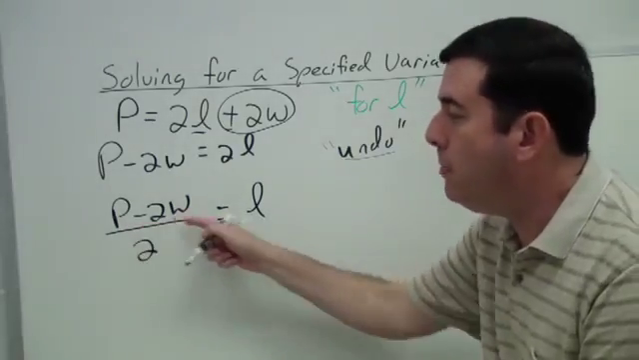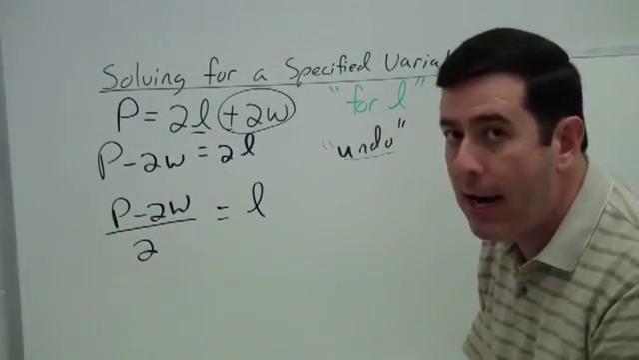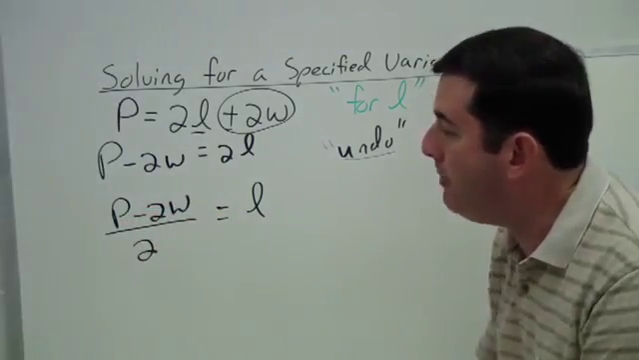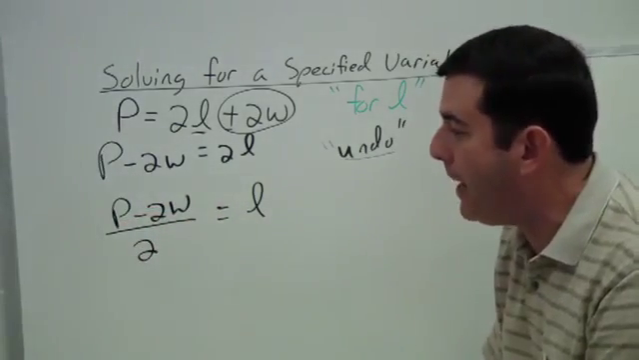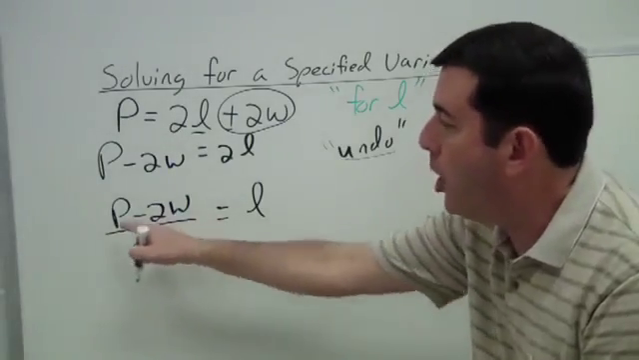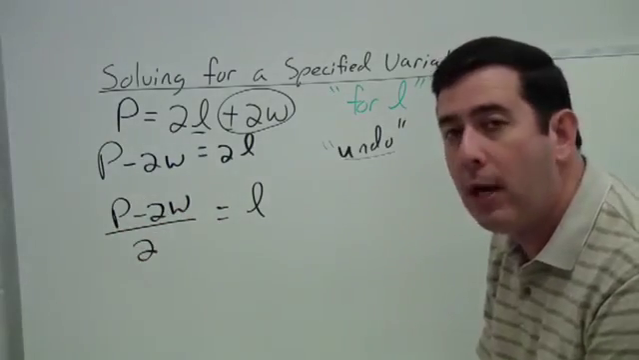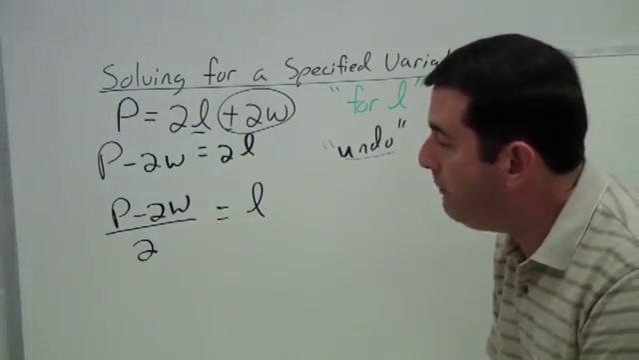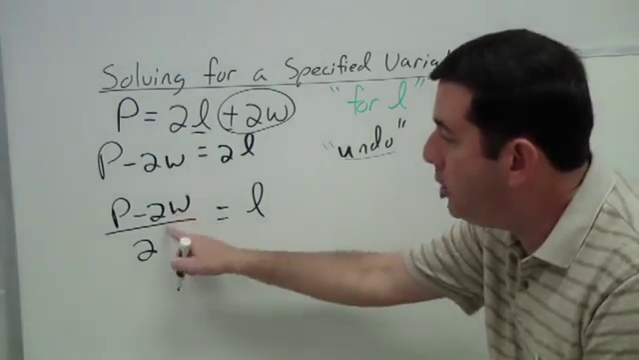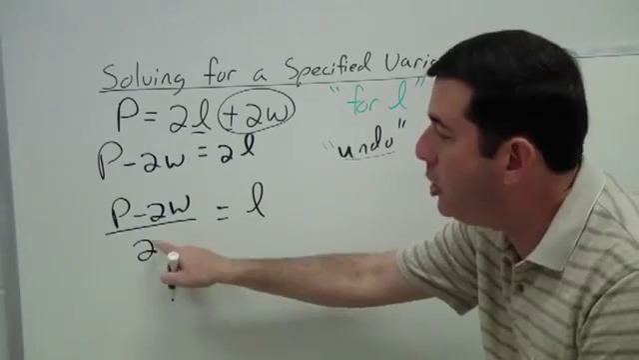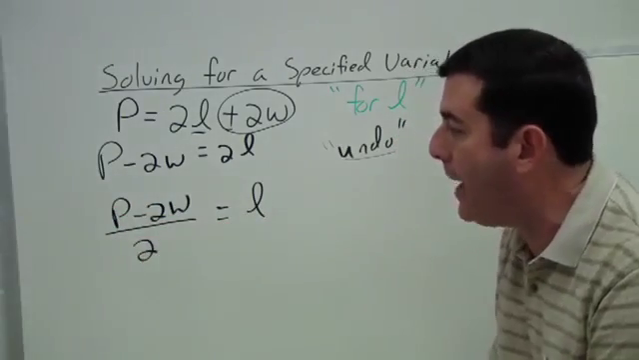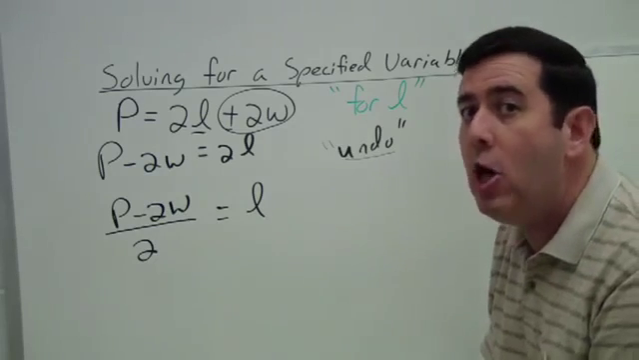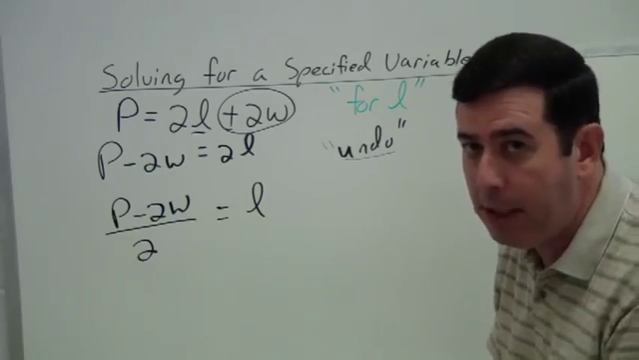Notice that the fraction bar extends all the way across. Both the P and the minus 2W are being divided by that 2. The fraction bar must extend all the way across. I cannot do any reducing for this. Since the 2W is divided by the 2 and the P is divided by the 2, I cannot cancel anything out, no matter how tempting it might be.